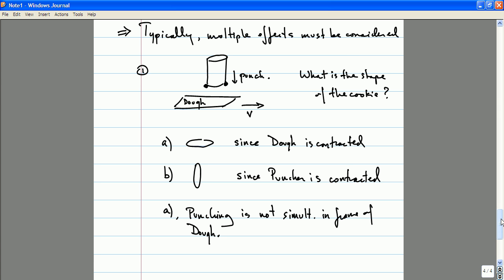And remember the relativity of simultaneity. The two events, the landing of the left and right side of the puncher, were simultaneous in the frame of the puncher. That's like the definition of the puncher, I suppose. But which one happens first from another frame depends on the direction of the velocity. So go through the Lorentz transformations and check that indeed the left-hand side of the puncher hits before the right-hand side of the puncher.